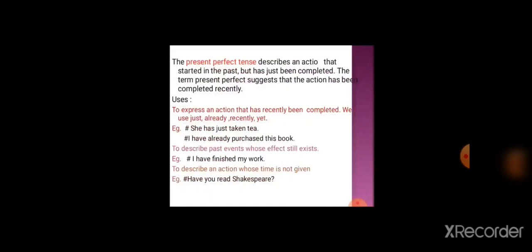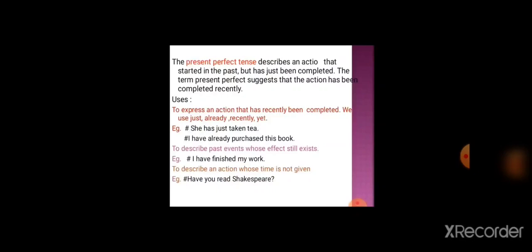Now, present perfect tense describes an action that started in the past but has just been completed. The term present perfect suggests that the action has been completed recently. Now let's see the uses where it is used.